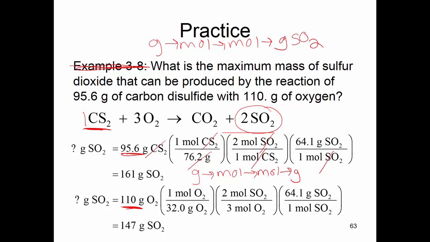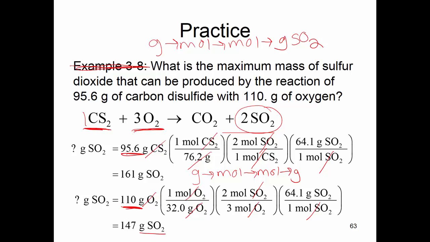If you need to review that video, please do. You go from grams of what you know to grams of product. We're given another number here, and we're trying to figure out which one of these is our limiting reactant. So we take our 110 and we convert from grams to moles of oxygen to moles of SO2. Notice these are the same; we're going to the same product here. And we get 147.